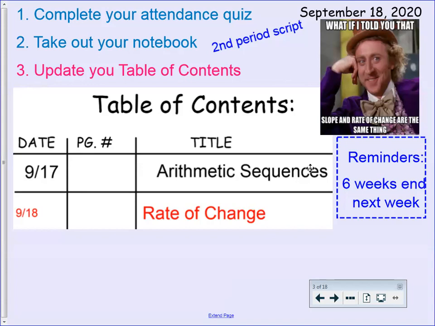A reminder that next week, the 6 weeks will be ending, so you want to make sure you're getting your grades up if you're currently failing any classes. If you have any questions for me about your grades, just send me an email and I will work to get back to you and let you know what you need to do to fix your grade.